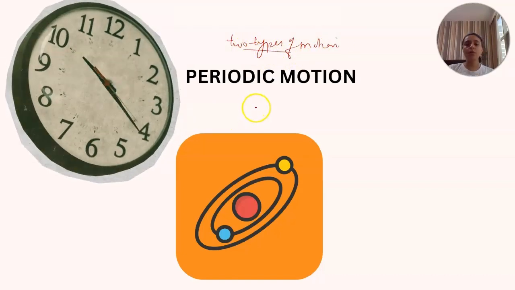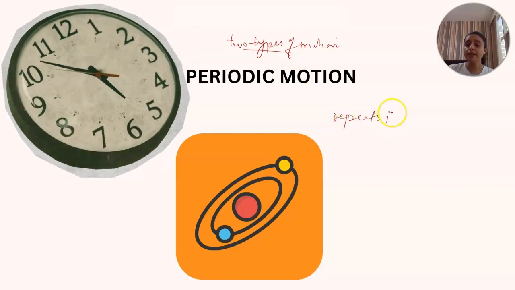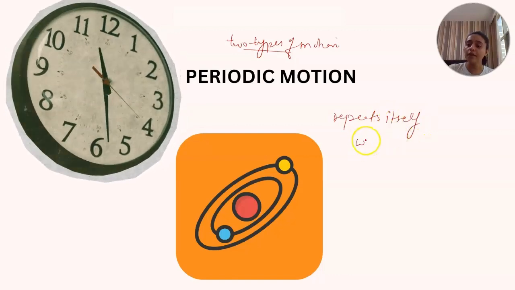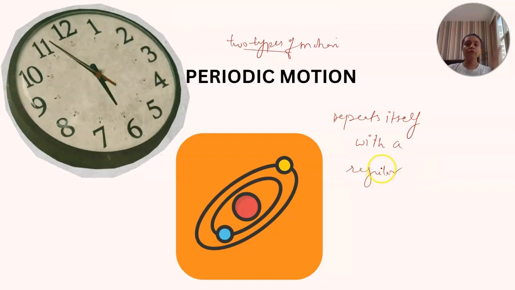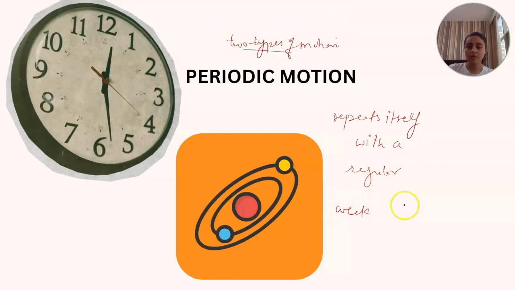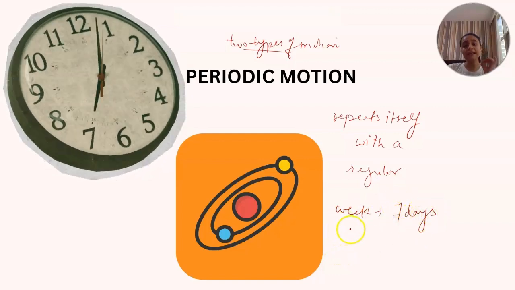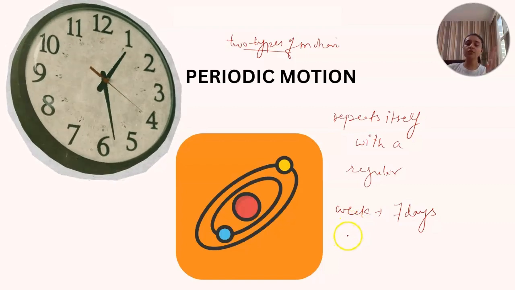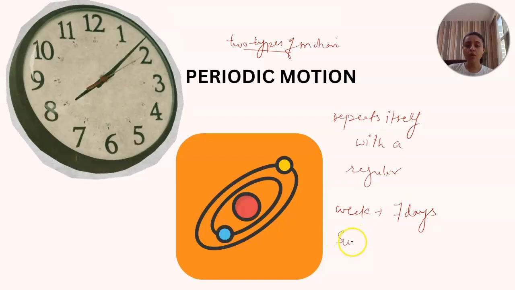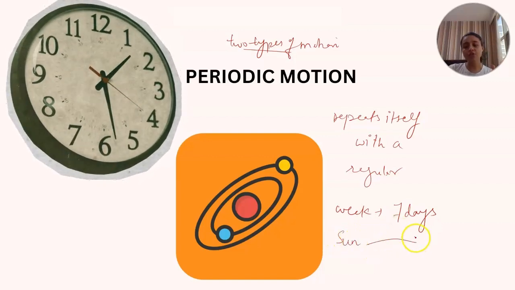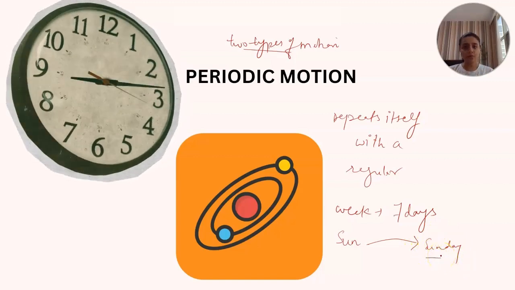We have already studied periodic motion, the motion which repeats itself with a regular interval of time. For example, a week: in a week we have 7 days, so it moves in a periodic motion. The calendar will move as a periodic motion. When Sunday comes, after 6 days again Sunday will come. So this motion is repeating itself, no?